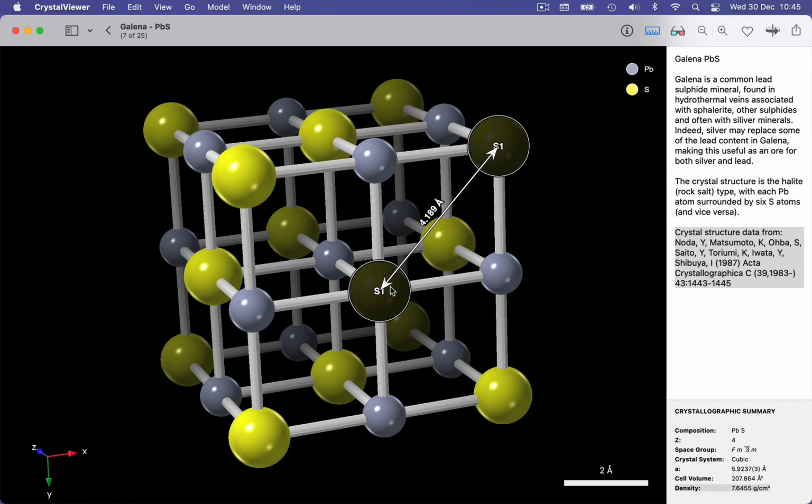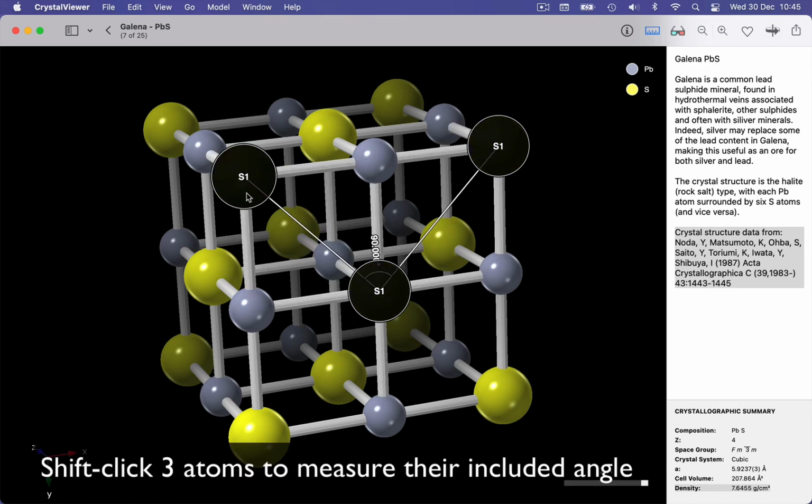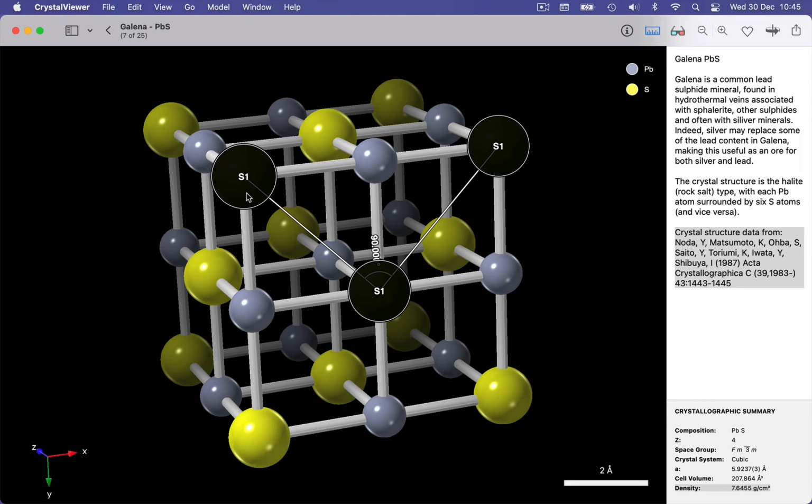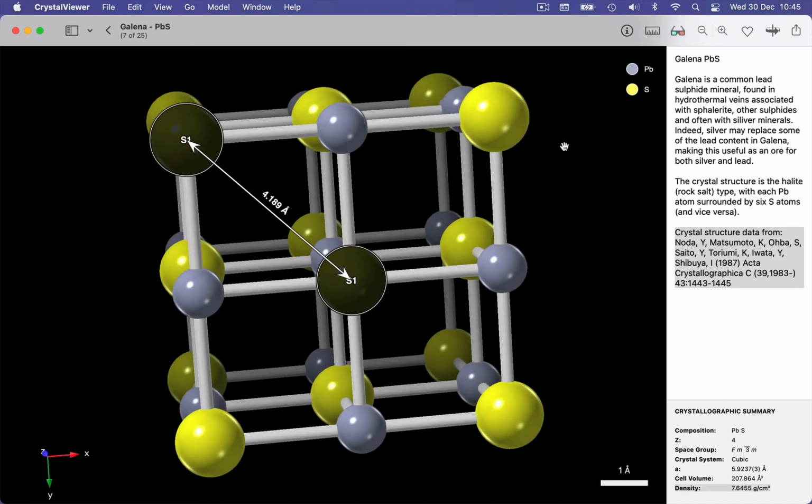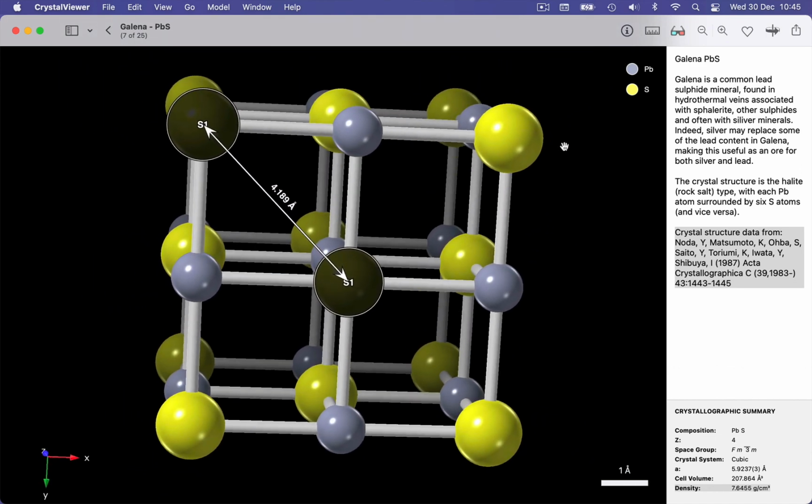And if we keep the Shift key down and click on a third atom, then we get the included angle between three clicked atoms in the structure. Now remember to disable measurement mode when you want to resume full mouse-driven rotation and scaling of the structure.